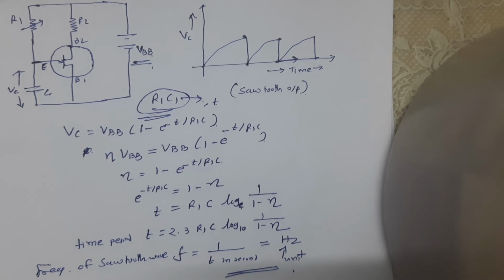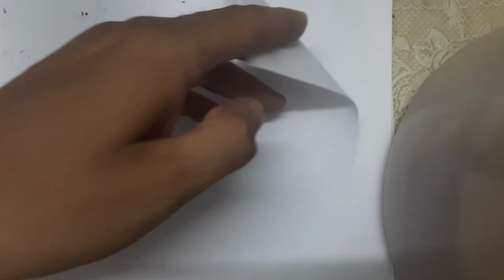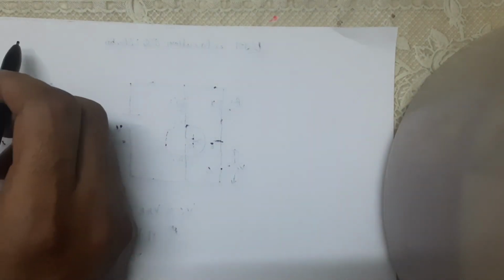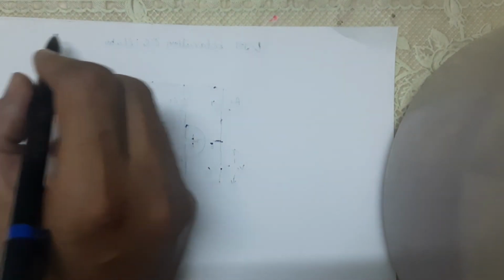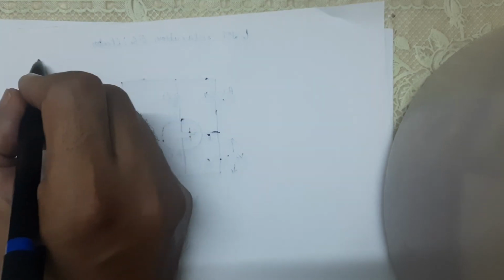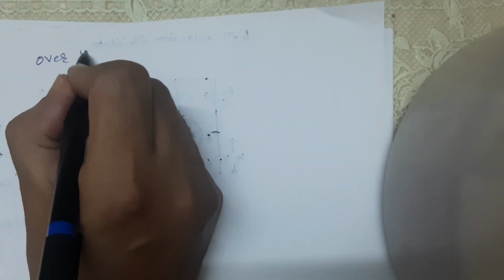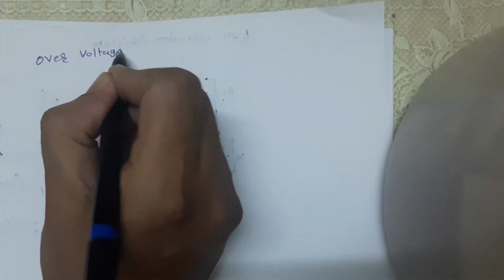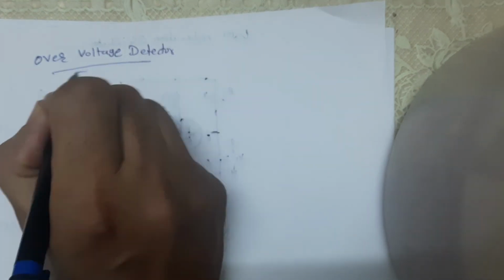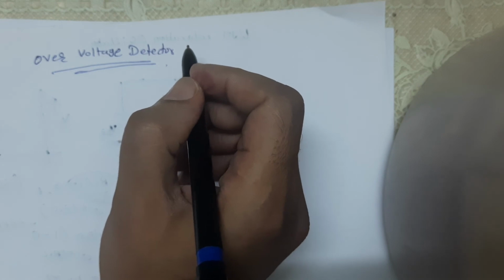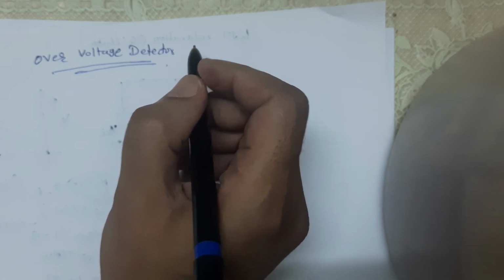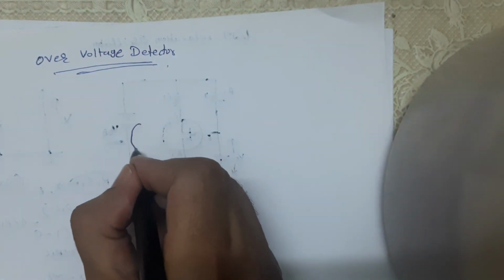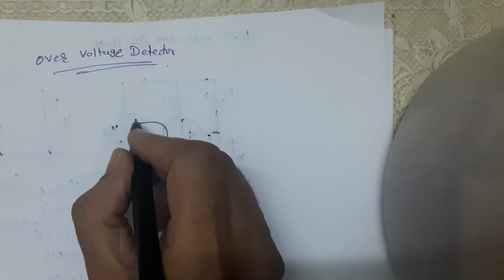The second application of the UJT is that it works as an over voltage detector. Again, the circuit is very simple.